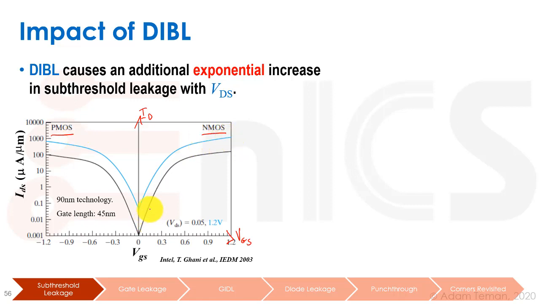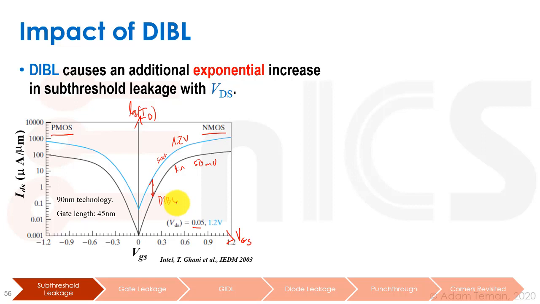And the curves we see here, this again is not ID, it's log ID. The curves we have here, the black one is at 50 millivolts, and the blue one is at 1.2 volts. So this is basically in saturation, and this is basically in linear. And what we see is there's a difference in the leakage current we get over here, and this difference is again due to DIBL. Okay, so that is kind of what we see from our DIBL current.